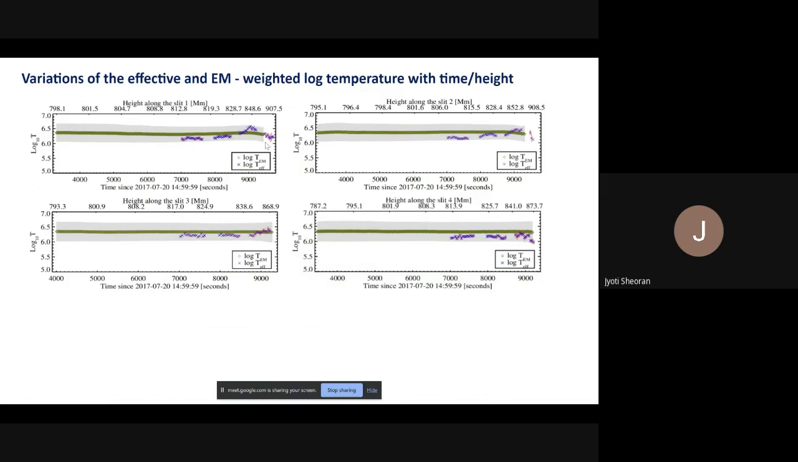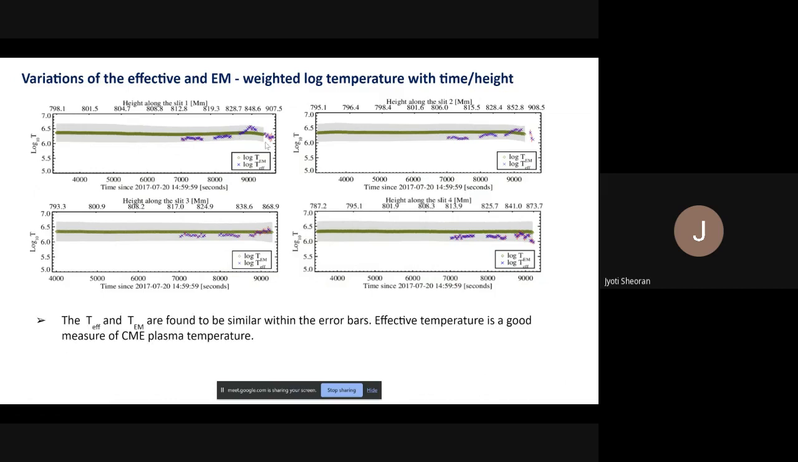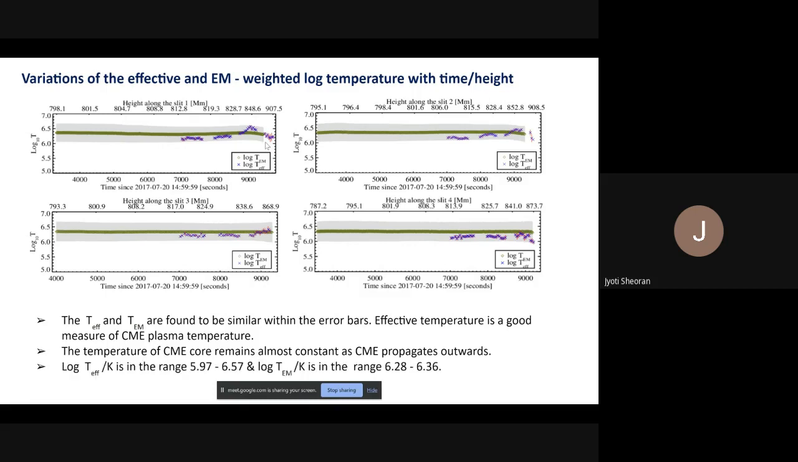So what we found is that the T effective and T EM are similar, showing similar behavior within the error bar, and we conclude that the effective temperature measured using line width, by taking into account the non-thermal broadening and the instrumental broadening, is a good measure of CME plasma temperature. And also we found that the temperature of the CME core is remaining almost constant as it propagates outwards. And the values of log T effective and log T EM are found to be in this range.